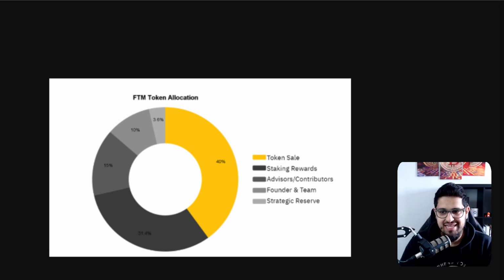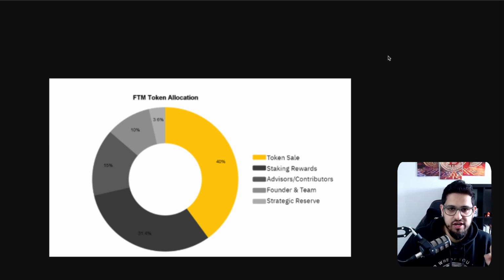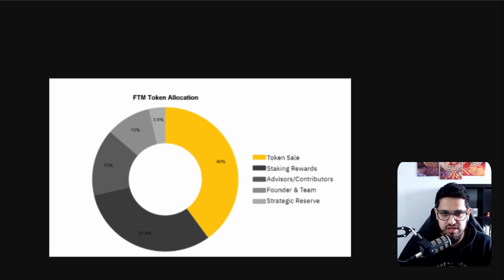3.6% was allocated to a strategic reserve, okay? Now, these again have no vesting schedule. And then 31.4%, which is a big chunk, was reserved for staking rewards to be distributed daily until 2024. Okay, so these are the staking rewards. This is what keeps the system running for those staking their Phantom. How do they get their rewards? Okay, very important that we understand that.